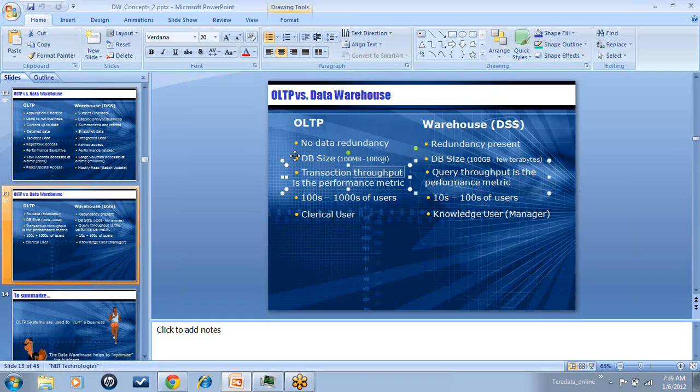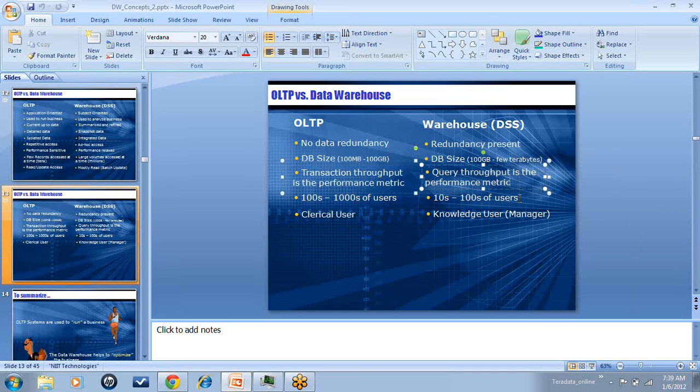If I want the performance of the OLTP system to be increased, then what I have to do? I have to tune my system such that in 1 hour it performs 300 transactions. So the metric for measuring the performance of the OLTP system is the transaction throughput. But here, in the data warehouse, query throughput is the performance metric: how fast a single query is being answered.